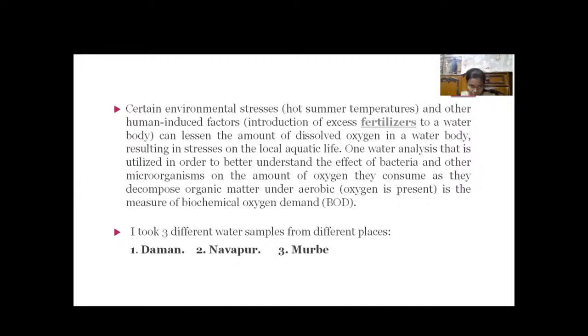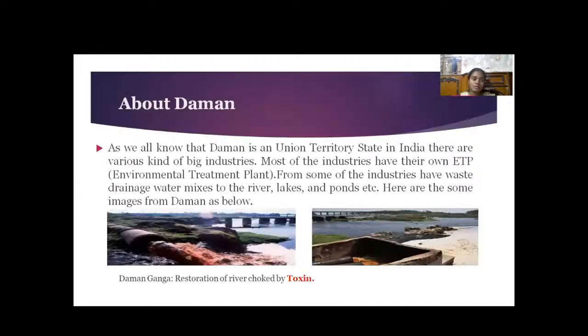I took 3 different water samples. First, Daman. As you all know, Daman is a union territory of India. There are various kinds of big industries, and most of the industries have their own ETP. Some of the industries have wastewater mixed with the river and lake, etc. Here are some images from the Daman Ganga, showing the restoration of a river choked by toxins.